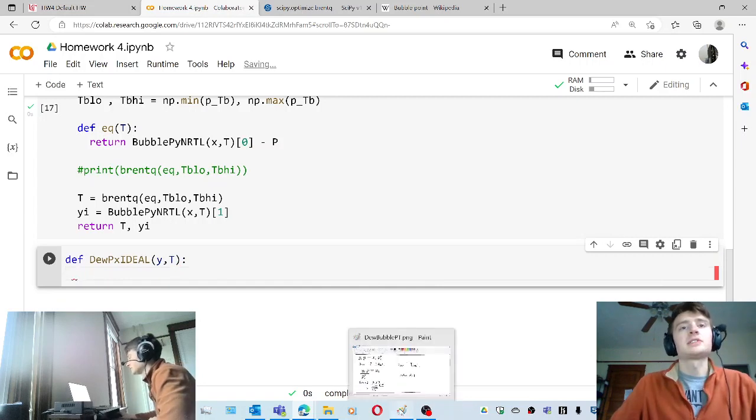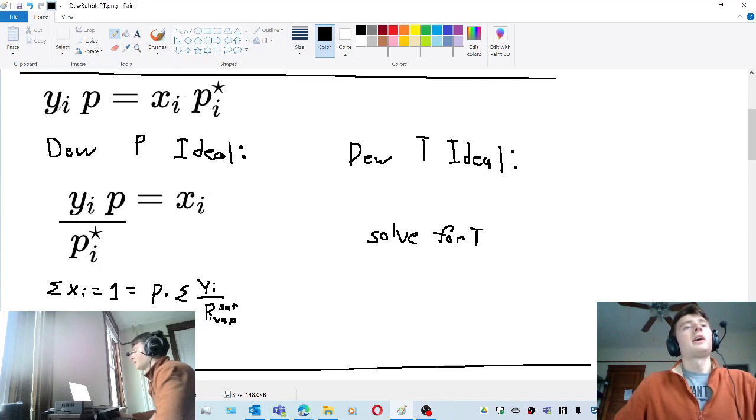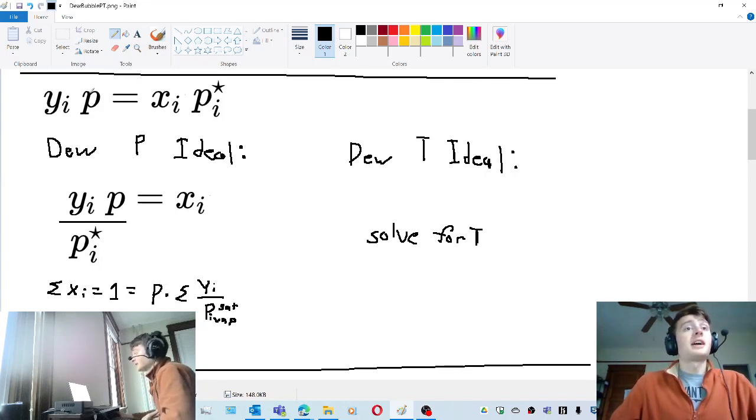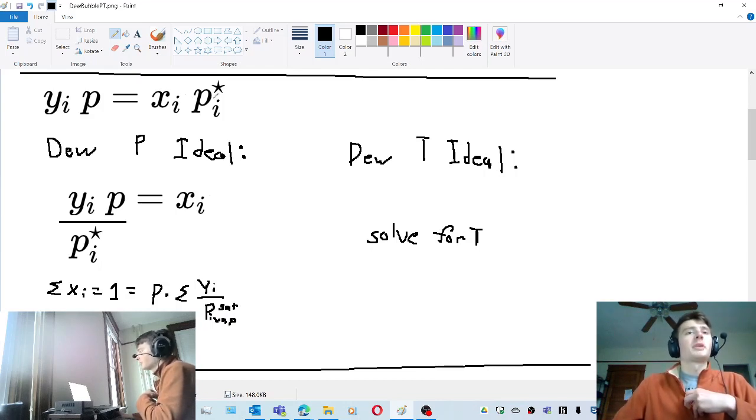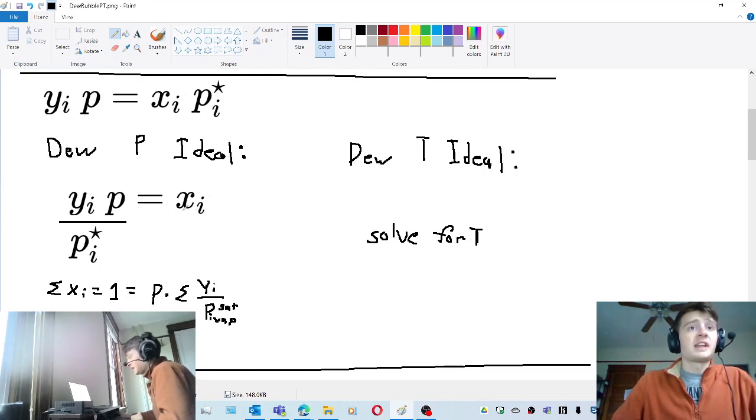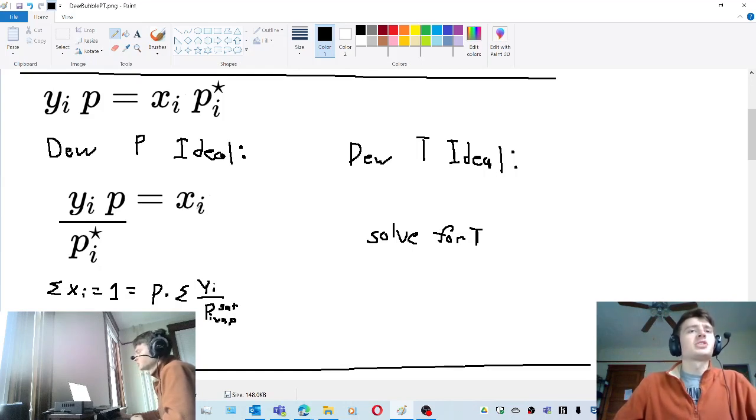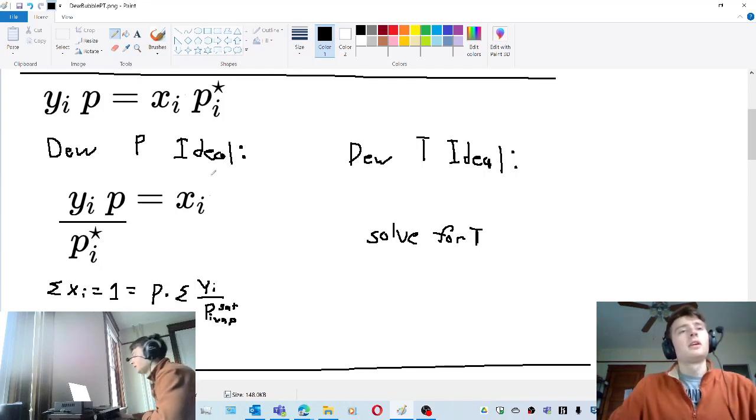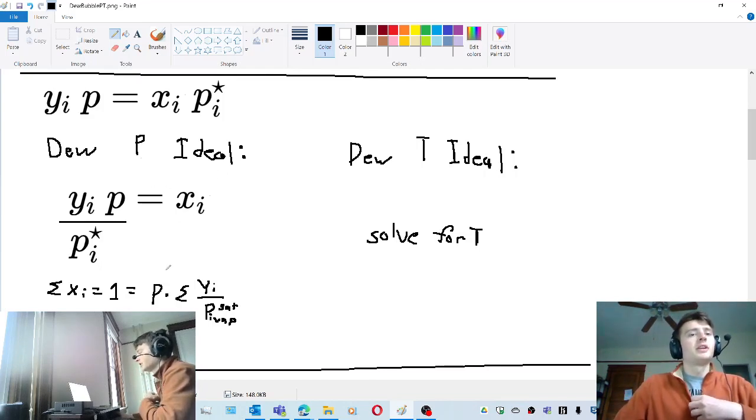So how can I go about doing this? Well, I did some math over here. The vapor fraction of component i times the total pressure, the partial pressure of component i, at the dew point is going to be equal to the liquid mole fraction times the saturation vapor pressure. Of course I can just rearrange it to get this, and this will let me calculate the liquid composition of the dew point pressure. And then I just know that the summation of all the x's is going to equal 1.